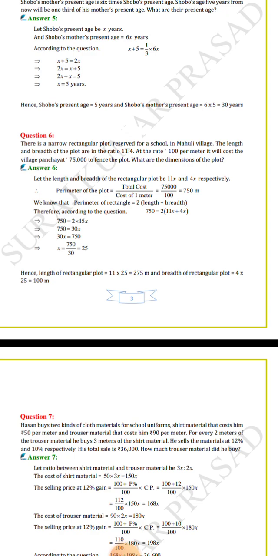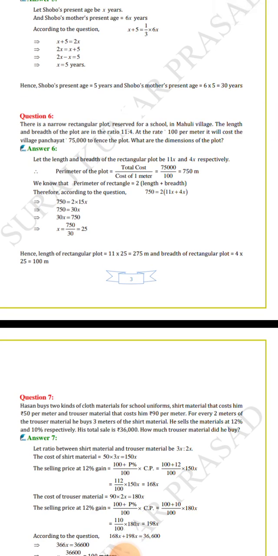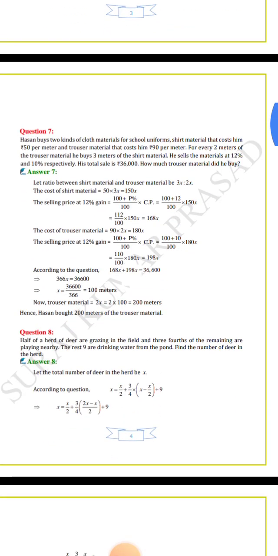And we can get 30x equals 750. Then x equals 750 by 30, and by cancelling we can get the x value as 25. Hence length of the plot is 11 into 25 equals 275 meters, and breadth of the rectangular plot is 4 into 25, we can get 100 meter.